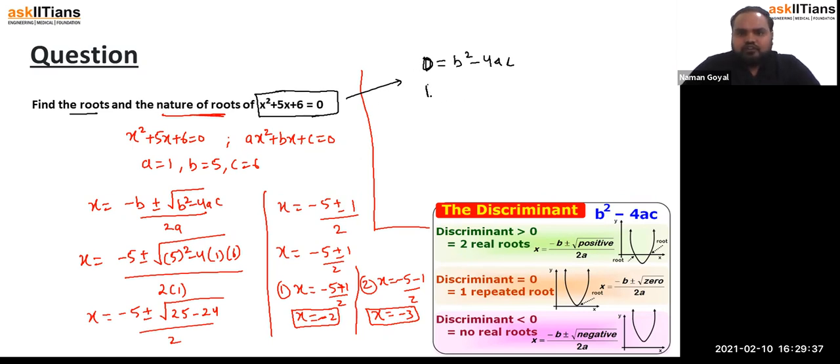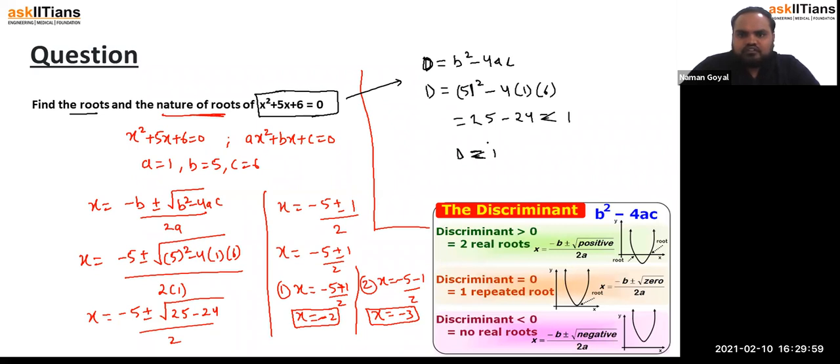So the value of D is what? See, the value of b is 5. So it becomes 5 square minus 4, a is 1 and c is 6. So it becomes 25 minus 24, which is 1. So the value of D is 1.